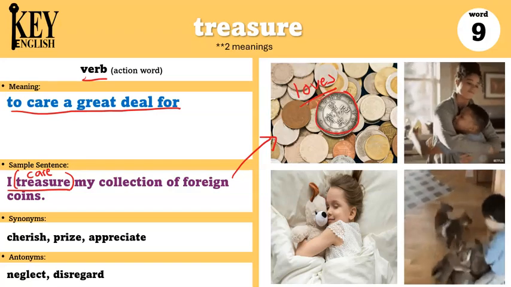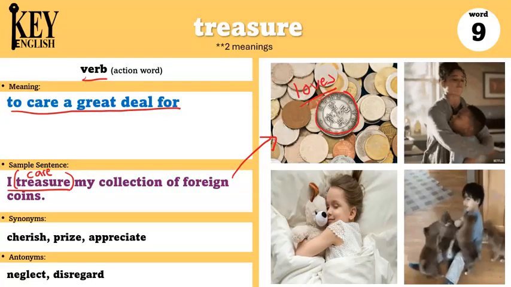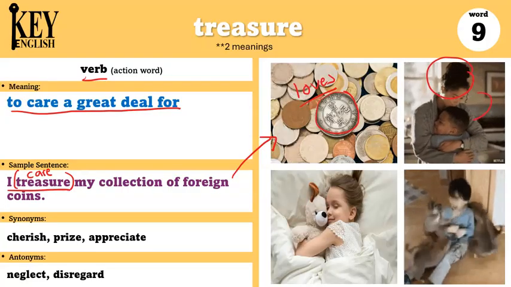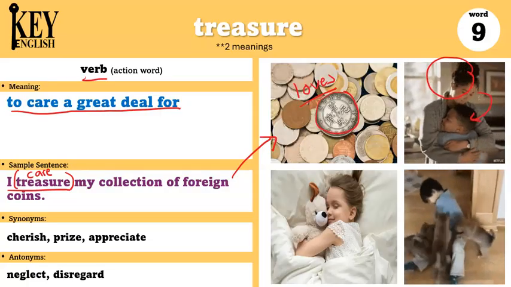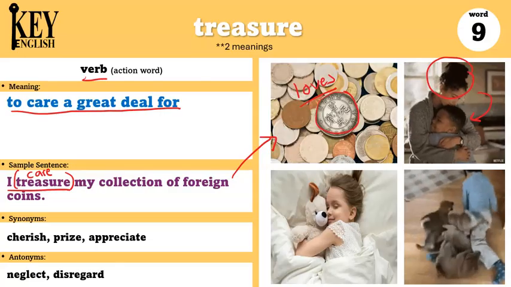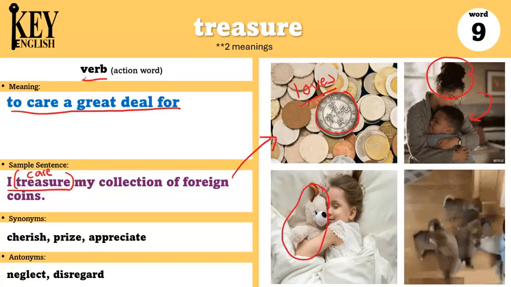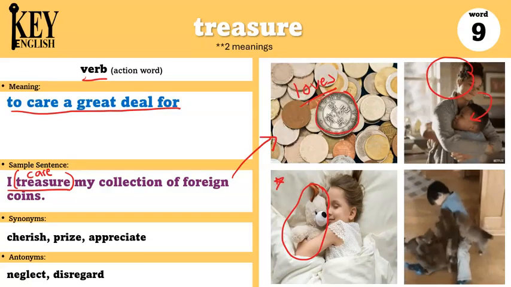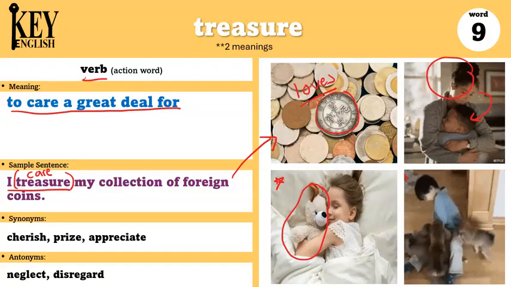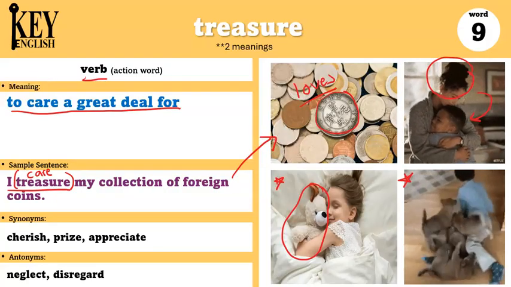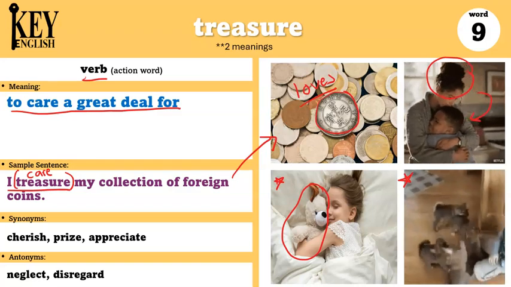You can treasure anything that is important to you. For example, I can say, moms treasure their children. They care for, they love their children. Or maybe you have a teddy bear that you really love. I can say, she treasures her puppy doll. And of course, anyone who has a pet probably treasures their pet as well.